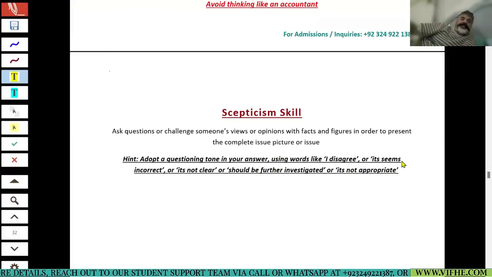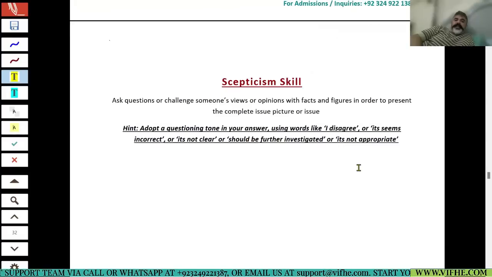All right, good. The last one is skepticism skill. This is the last professional skill, skepticism. Do you know the meaning of skepticism or being skeptical? What does skepticism mean? Doubt, questioning mind. Skepticism means questioning mind. You think a good CFO should have a questioning mind? Definitely, right? Of course, he should have a skeptical mind. A good CFO should not accept everything at face value. Otherwise, everybody will make a fool out of him, right?